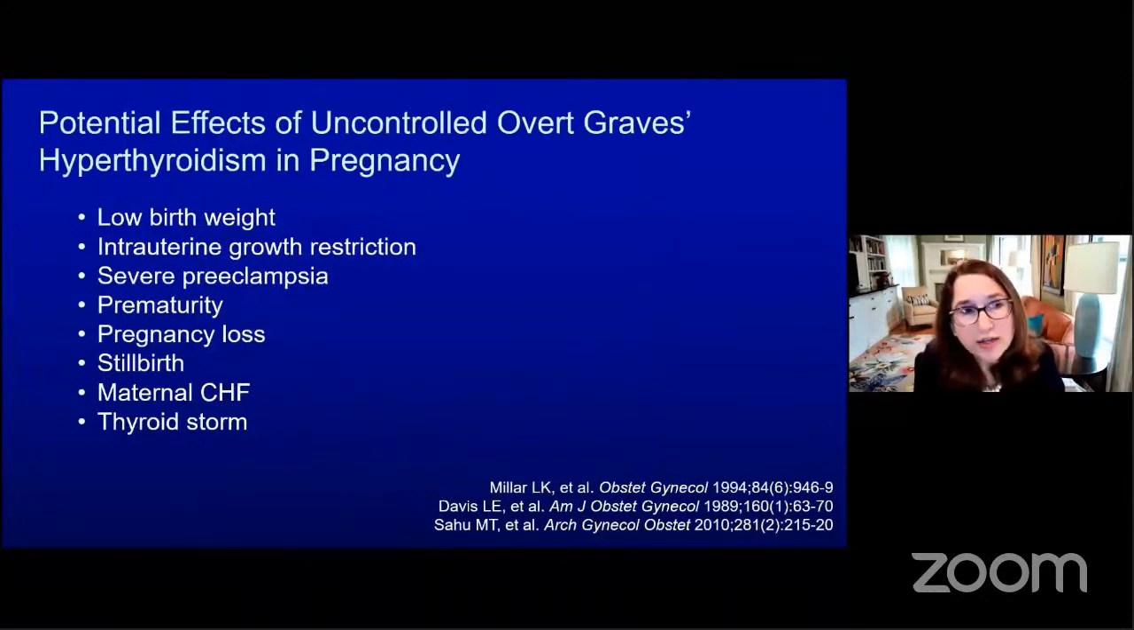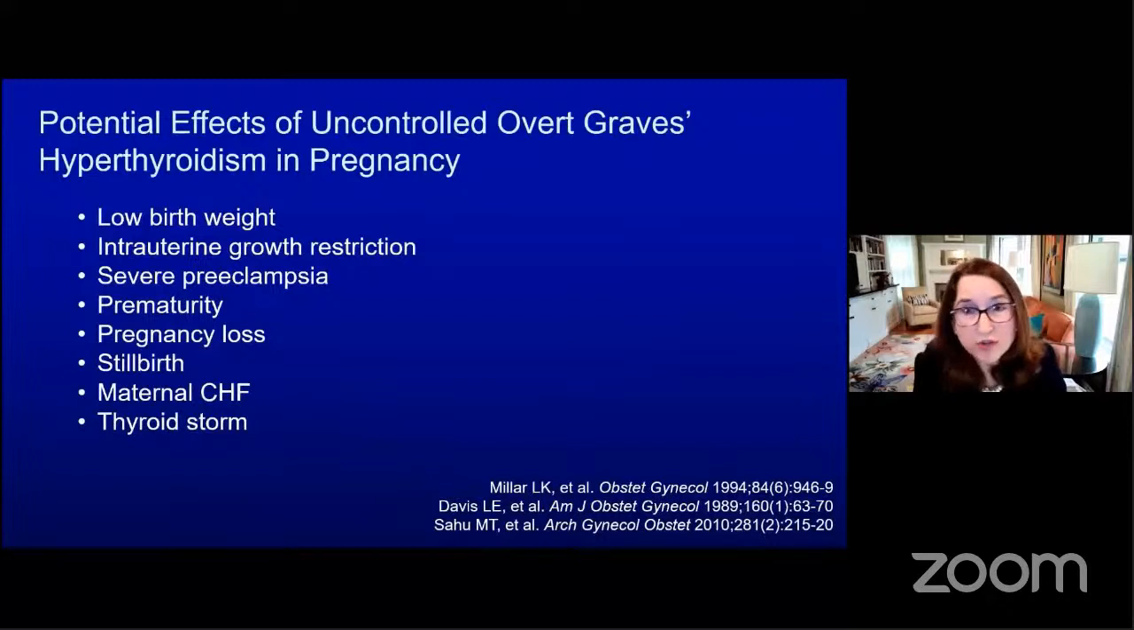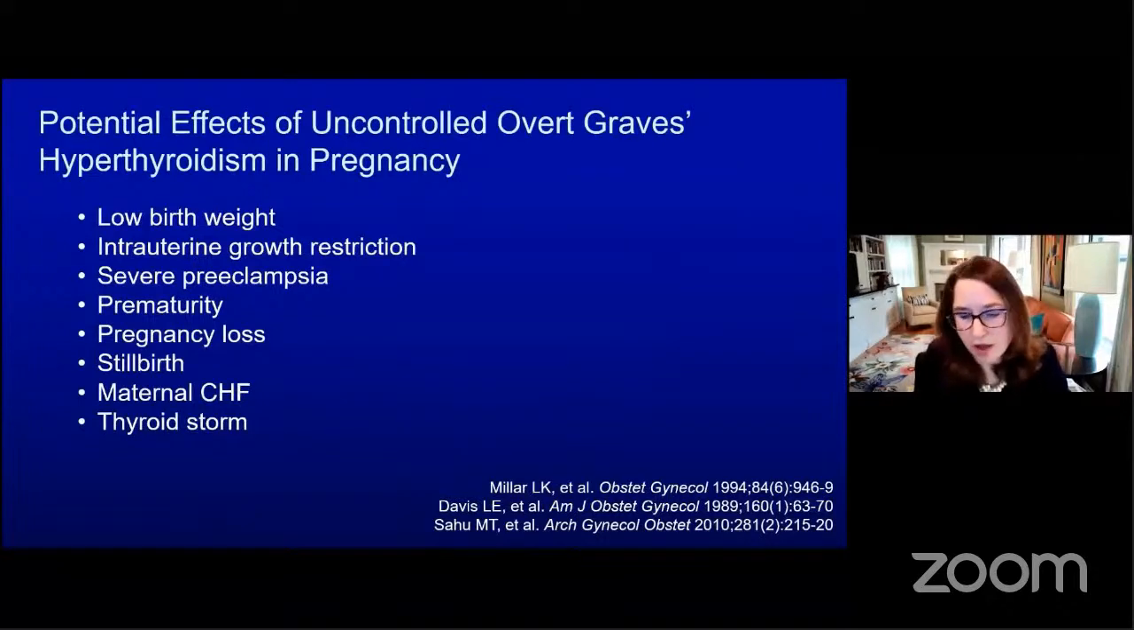And we know if that is not controlled in pregnancy, there's increased risk for intrauterine growth restriction of the fetus, for preeclampsia, for preterm delivery. There's higher risk for pregnancy loss or stillbirth. There have been cases reported of maternal congestive heart failure and of thyroid storm, particularly around the time of delivery. So this is a very worrisome situation, and always overt hyperthyroidism in pregnancy does require therapy.